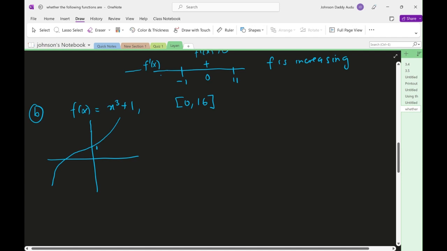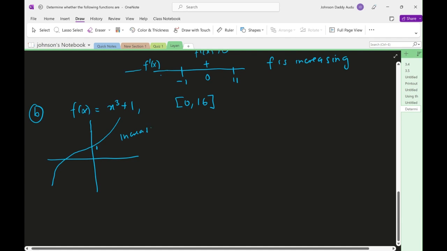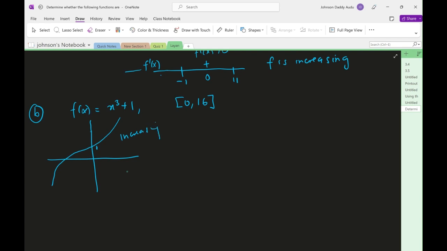Yeah. And as you can see, this function is increasing everywhere. Graphically, you'll see that this is increasing because as you move from left to right, the values of y are increasing. So now the other method is you take some points.